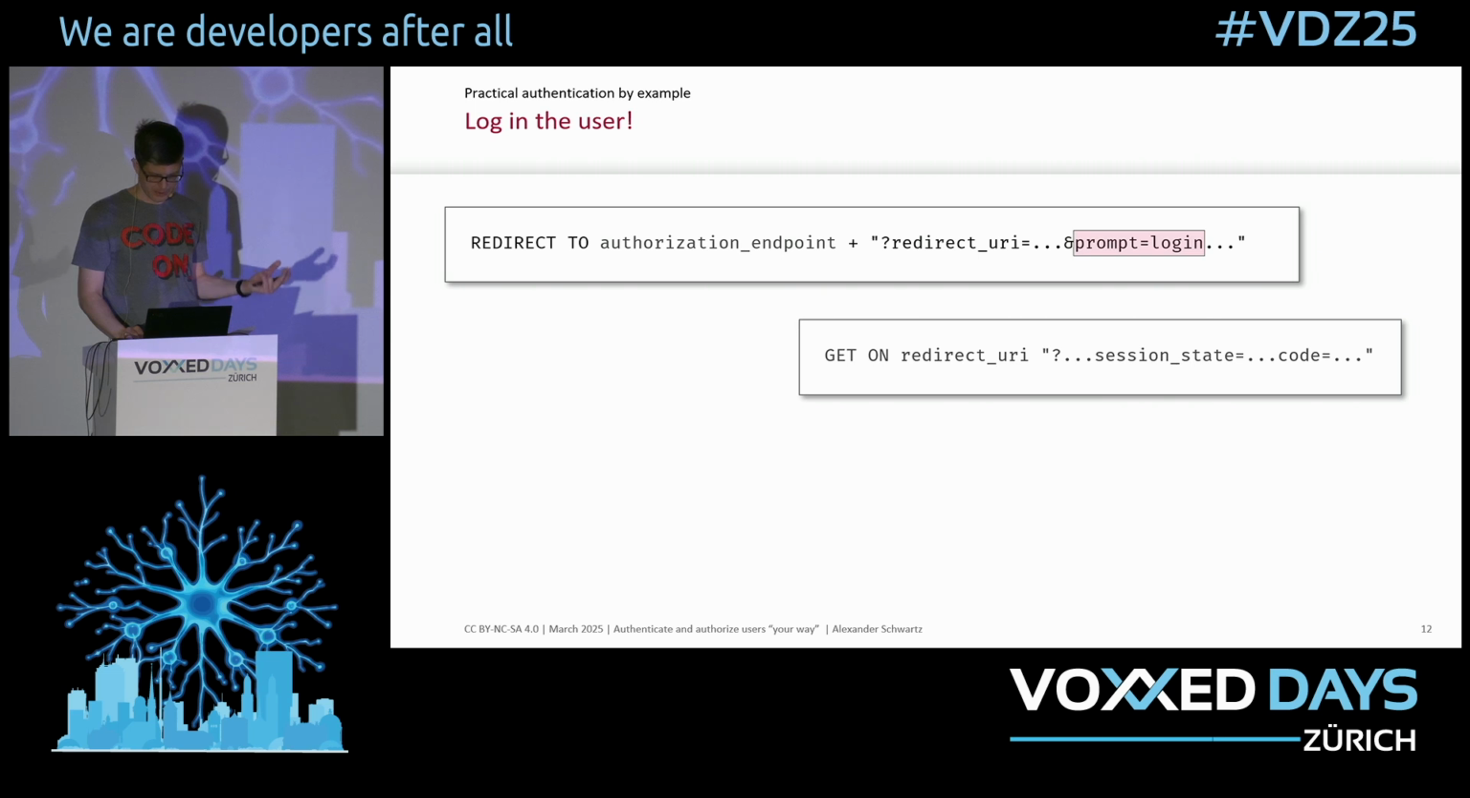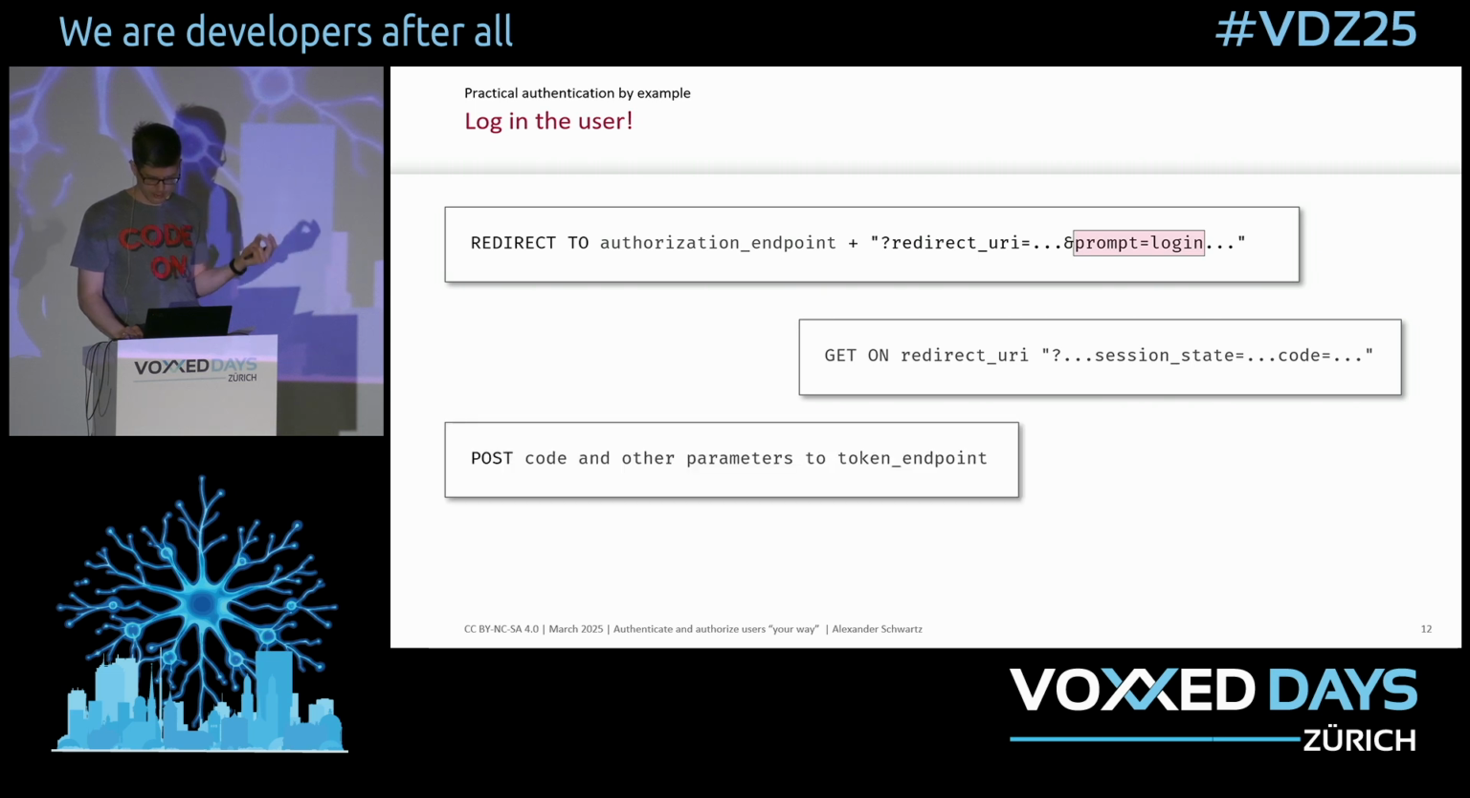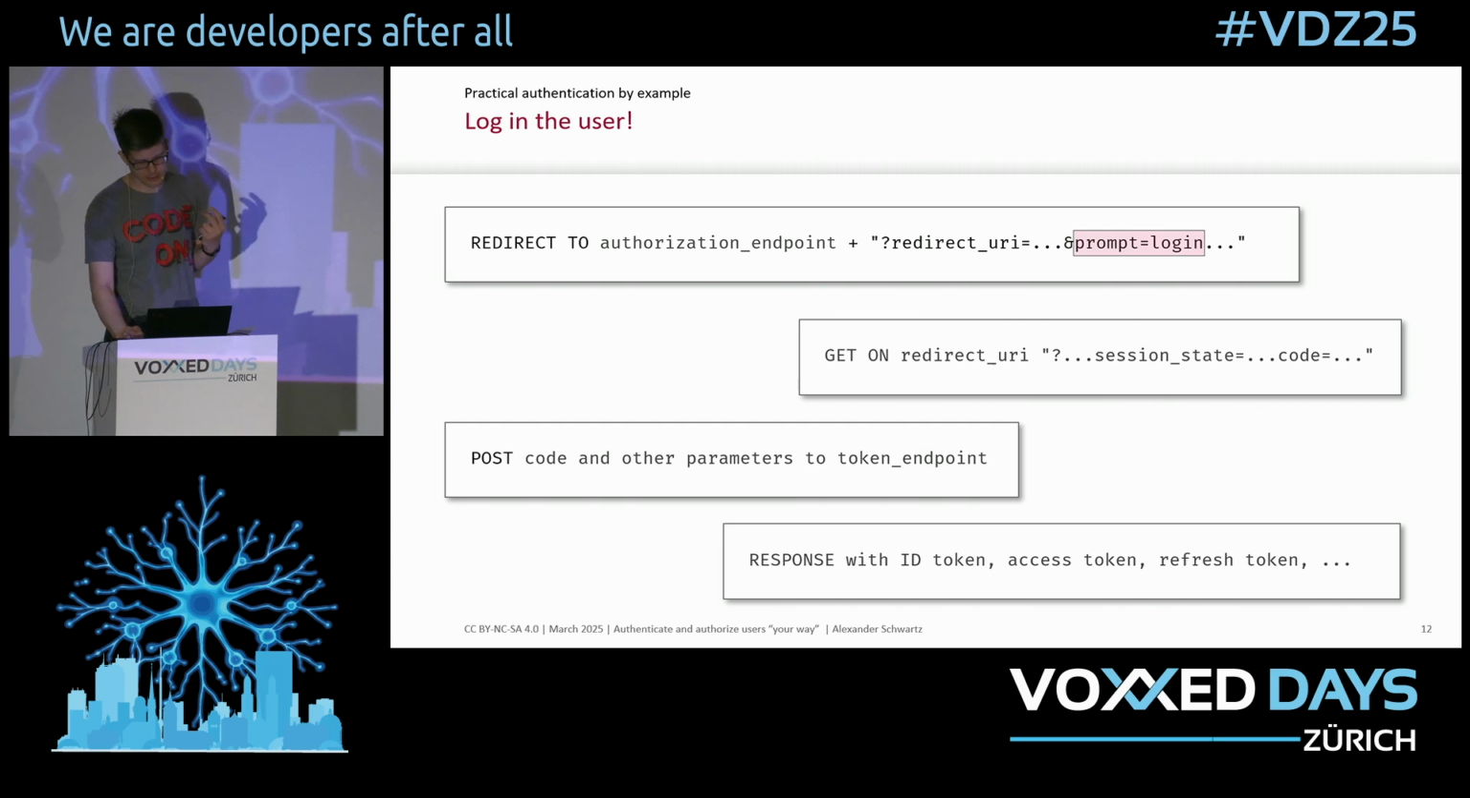And what I then get back is a code, and I post this code with some other parameters to the token endpoint, and then finally get the ID token, access token, and refresh token. I use the first ID token to figure out who the user is. With the second token, I can call other endpoints, for example user info, or I can refresh the token as well.